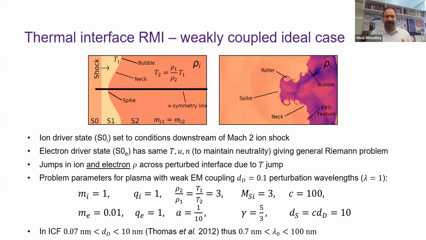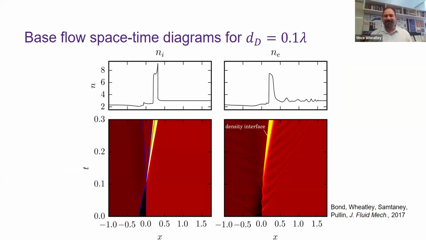The reason we're looking at this very weakly coupled case is it's going to exaggerate the multi-fluid effects by allowing large-scale relative motions between the species. So what we want to do is understand those effects in this weakly coupled case and then apply that understanding to a more realistic, smaller plasma length scale case subsequently.